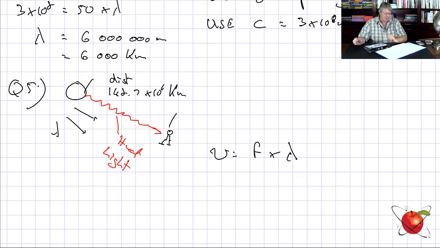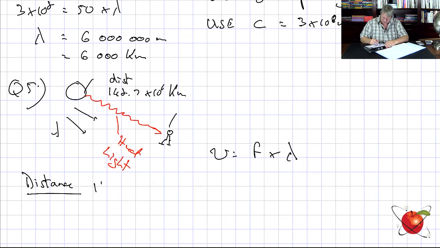Okay, so how do we do that? We say to ourselves, distance is going to be equal to 148.7 times 10 to the 6 kilometers. But we must change this to meters.